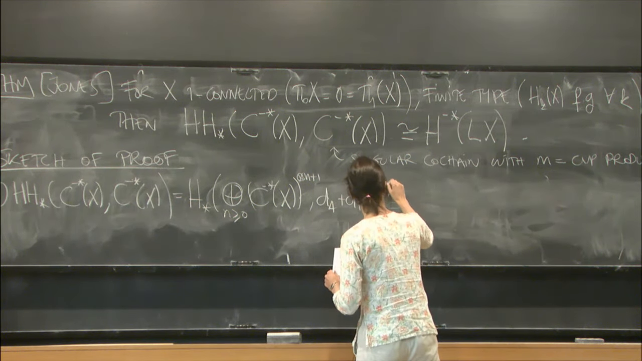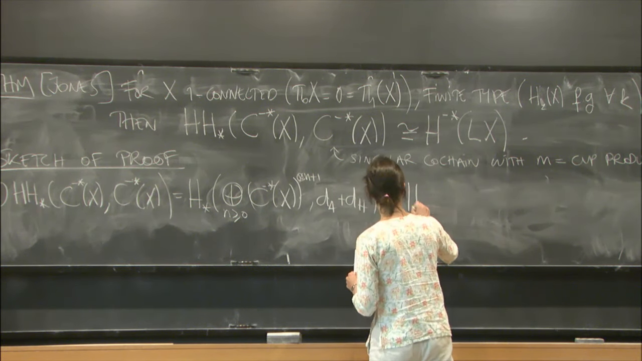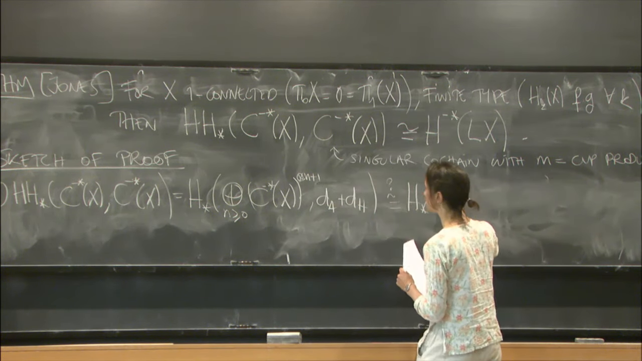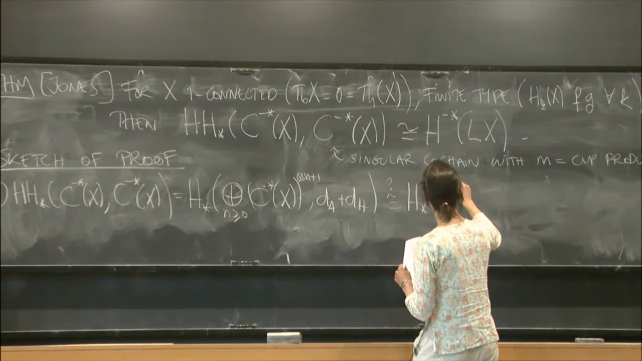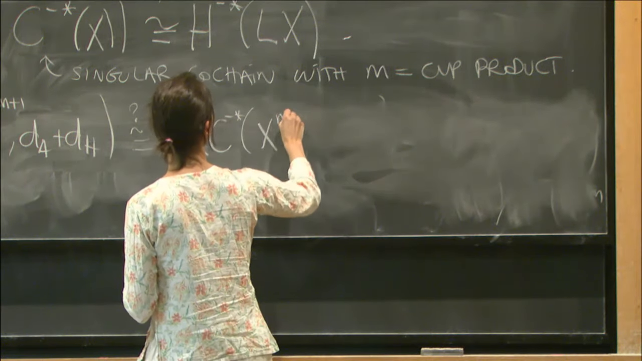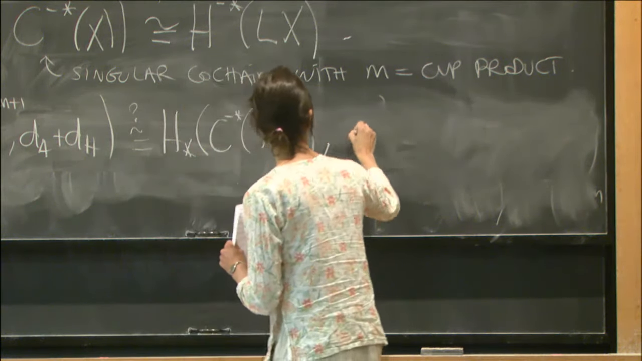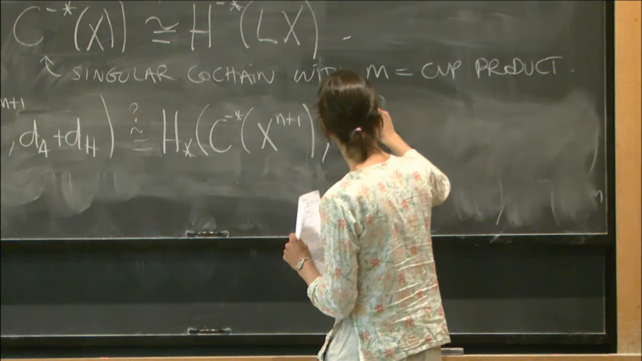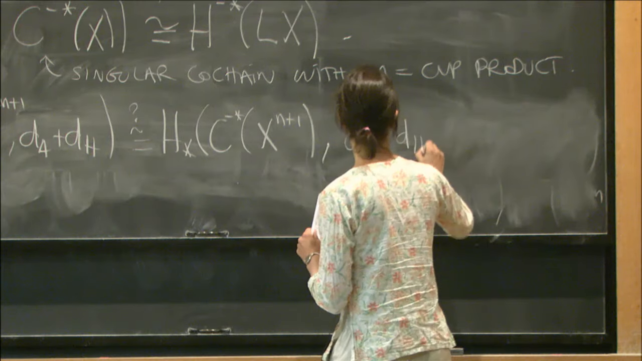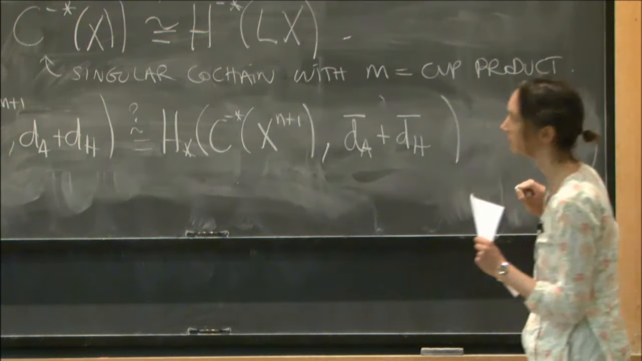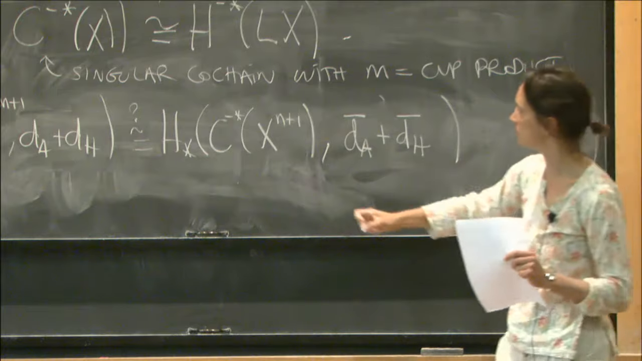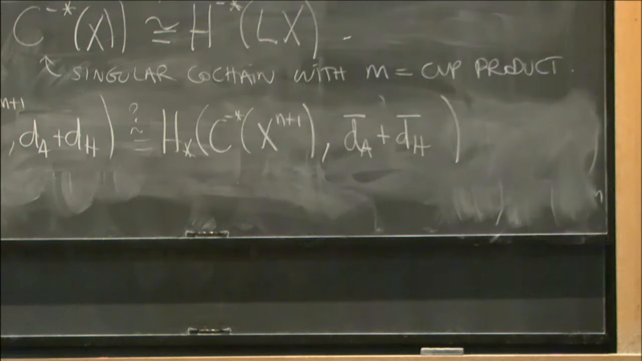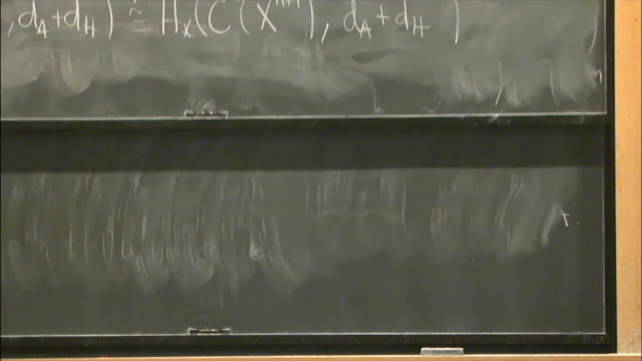So isomorphic, maybe, to the homology of a chain complex that looks like this: C minus star of x to the n plus 1 instead, and some other differential, dA bar plus dH bar. These two chain complexes look quite a bit the same. Can I do something like this? Yes, we need to do this.